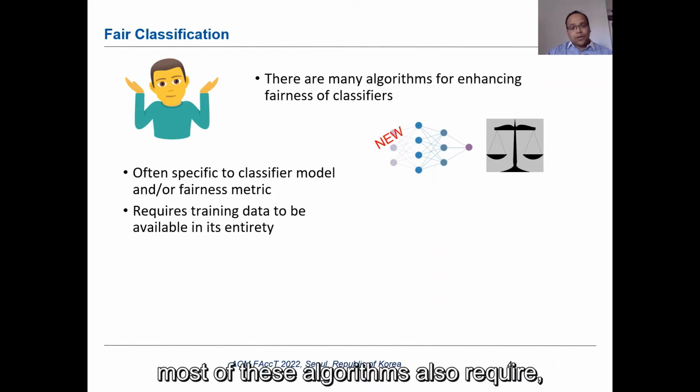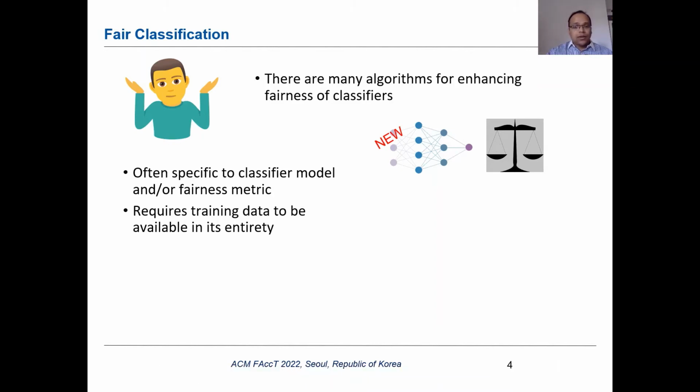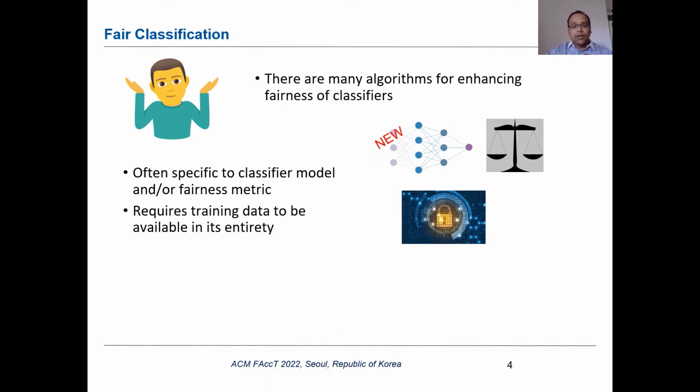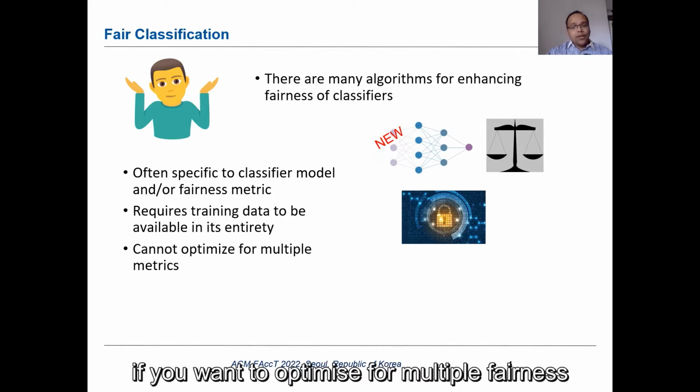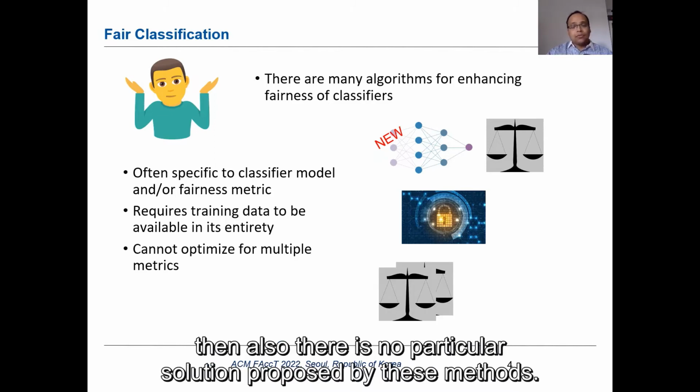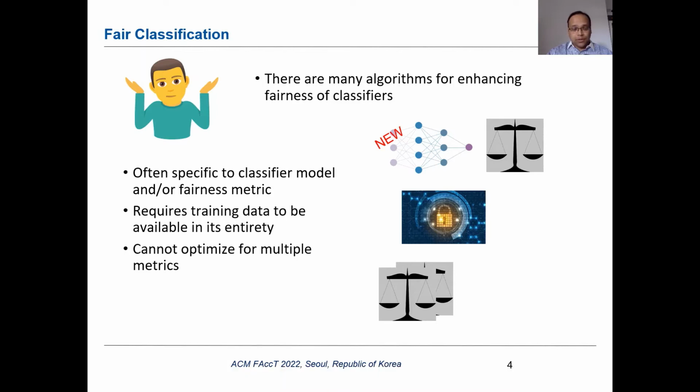Similarly, most of these algorithms also require the training data in its entirety to enhance fairness. So if there is a setting where the training data is not available or it's proprietary, then again these models are inadequate. And finally, if you want to optimize for multiple fairness metrics, which is often the case, then also there is no particular solution proposed by these methods.